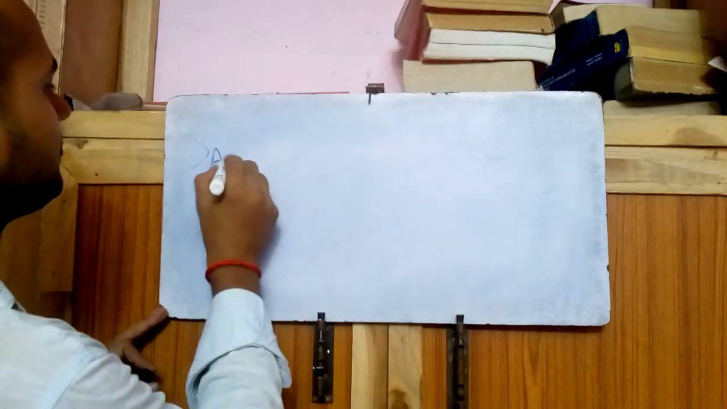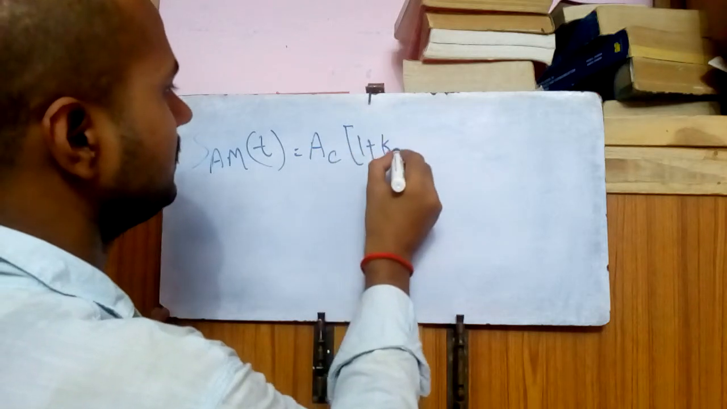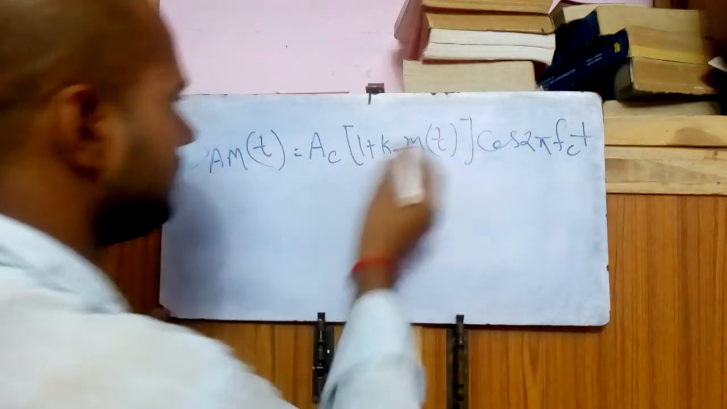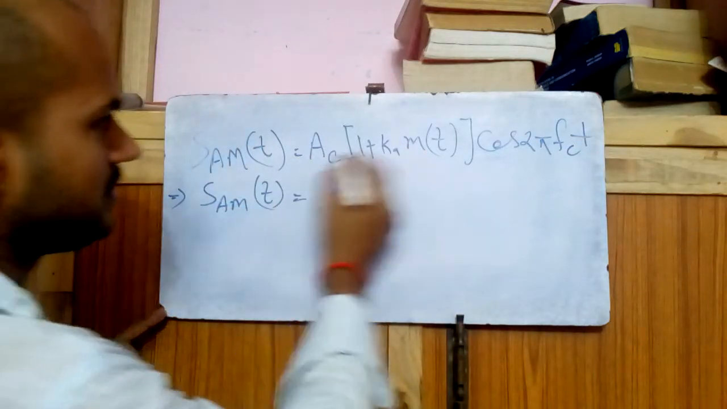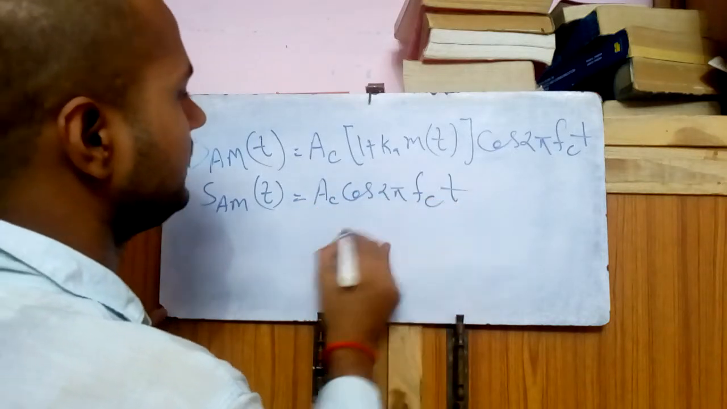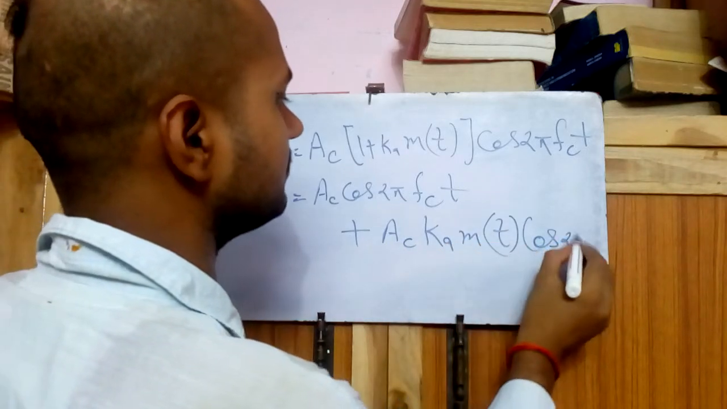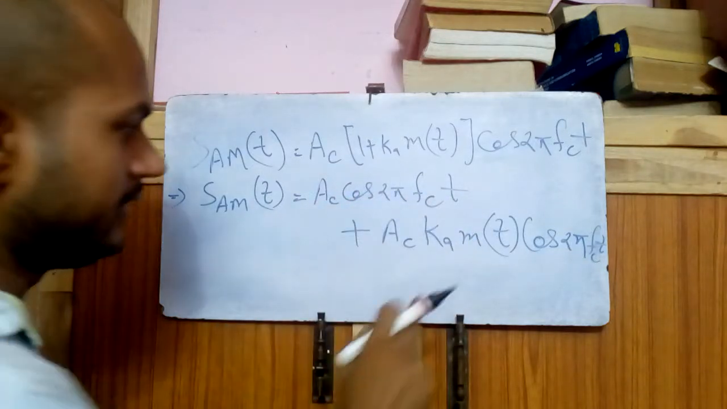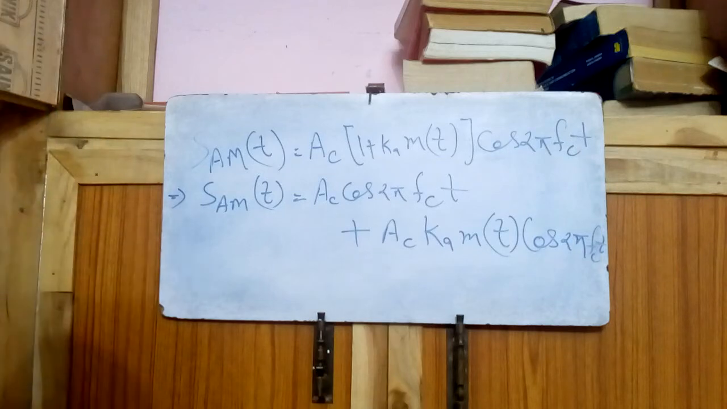In the previous video we have seen the amplitude modulated signal. The general expression is like this. Simplify this. Here m(t) is the message signal and Ac cos 2πfct is the carrier signal. So this is Ac cos 2πfct, the carrier component, and this is Ac k m(t) cos 2πfct, the message signal component.